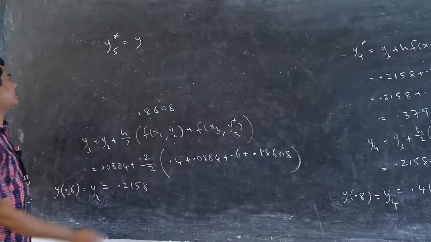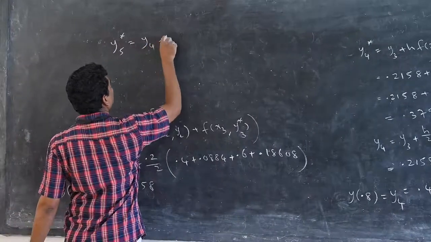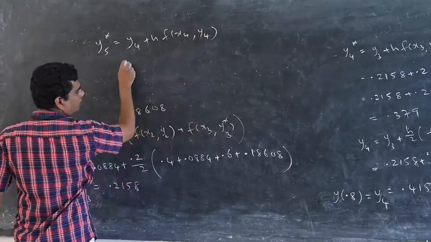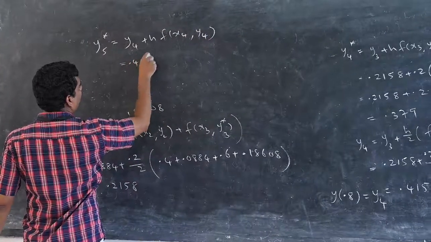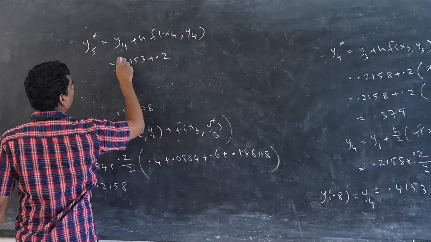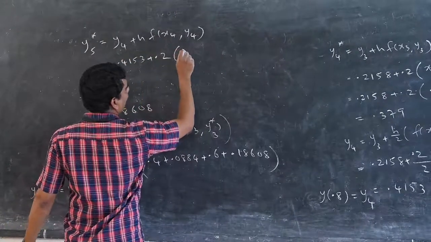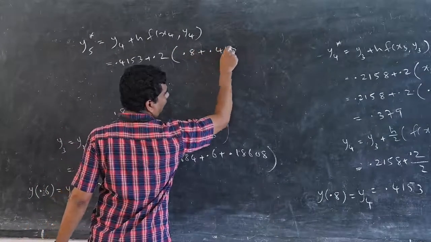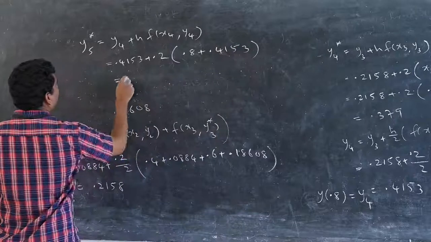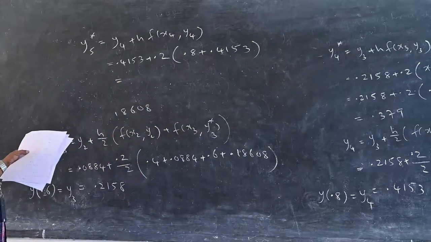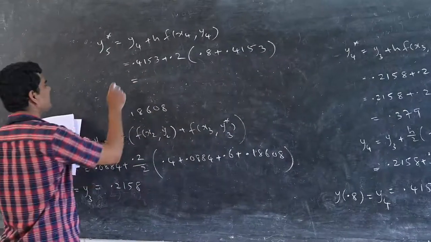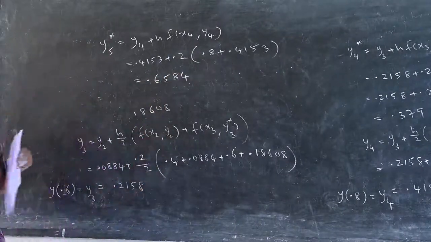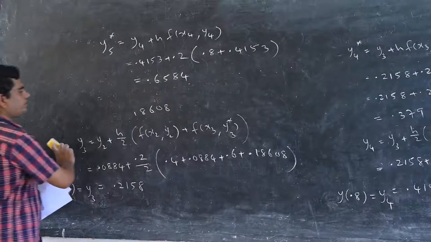Now y5 star is y4 plus h into f of x4, y4, which is equal to 0.4153 plus 0.2 into x4 plus y4. X4 is 0.8, plus y4 is 0.4153. Its value, using a calculator, is 0.6584. So y5 star is 0.6584.